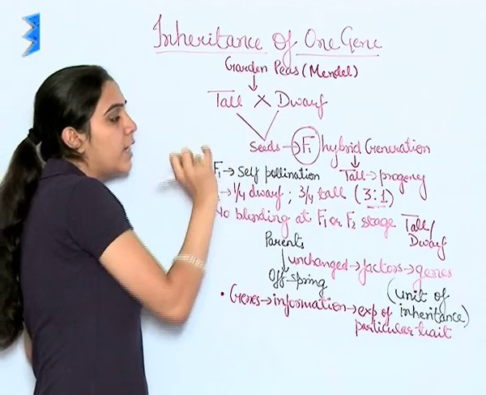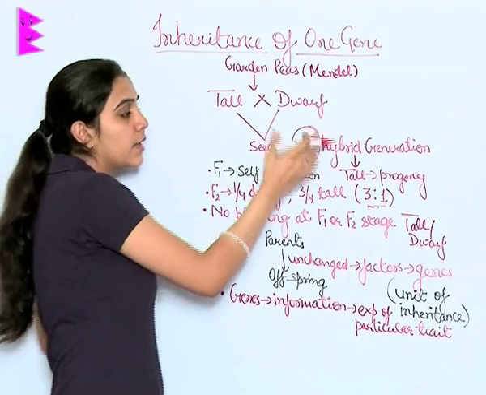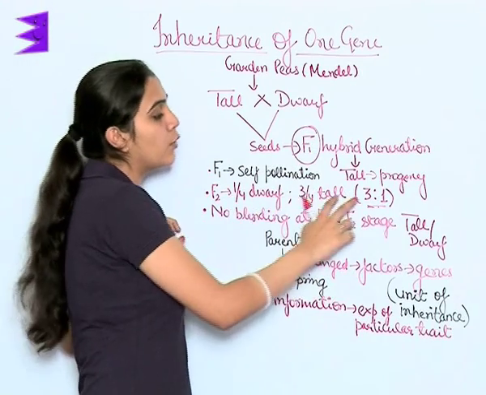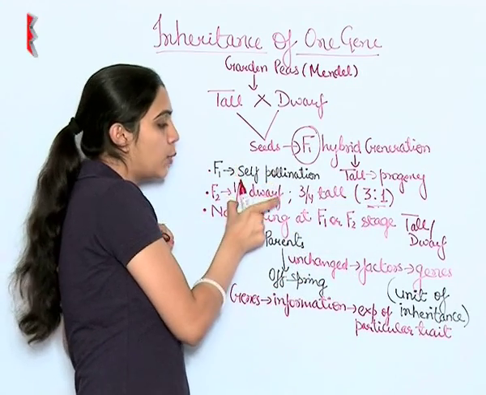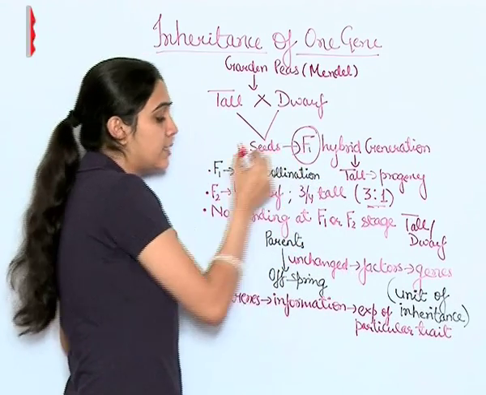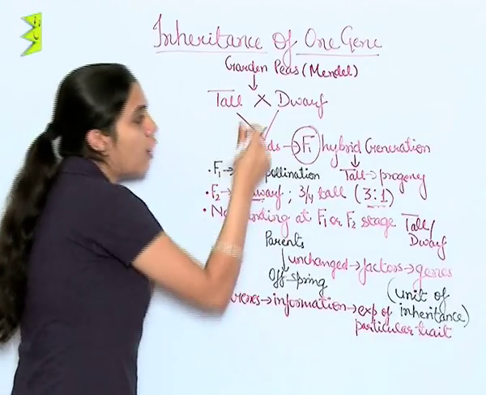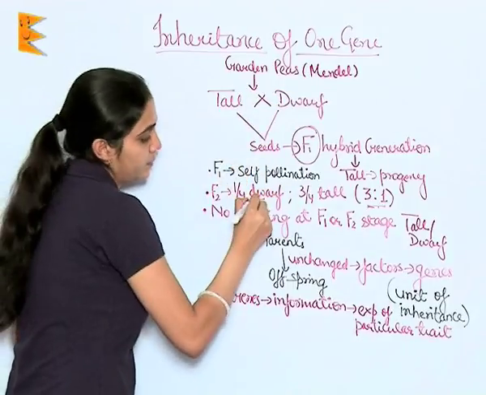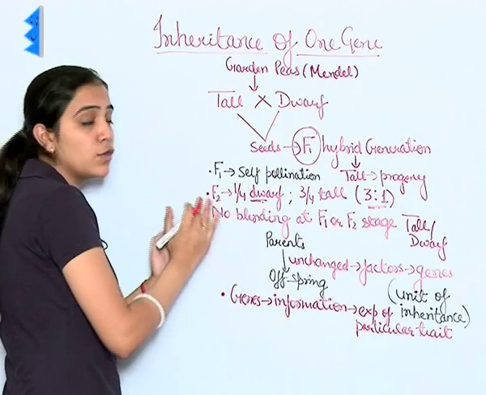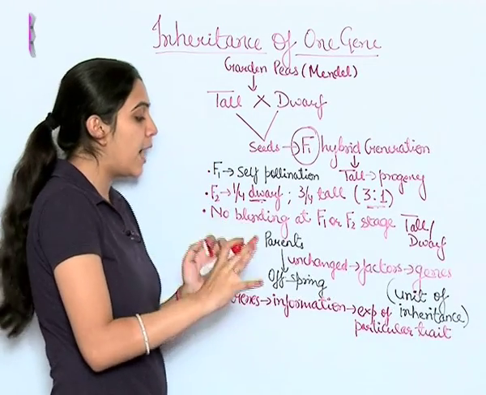Garden peas, tall and dwarf, were crossed, seeds were collected, and self-pollination was done. It was found that at F1 all the progeny is tall, but at F2 it came out to be a 3:1 ratio. 1/4 was dwarf, 3/4 was tall. The character which was not shown in F1 is now shown in the F2 generation, that is dwarf. The trait of the second plant is also visible here, but there is no blending. That is, either the plant is tall or dwarf, not of medium height.